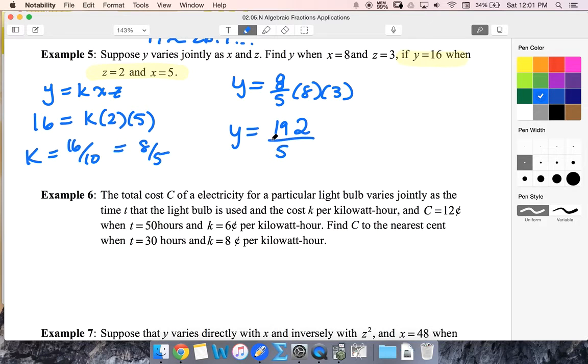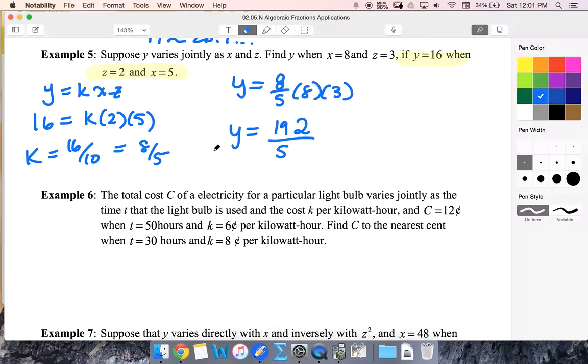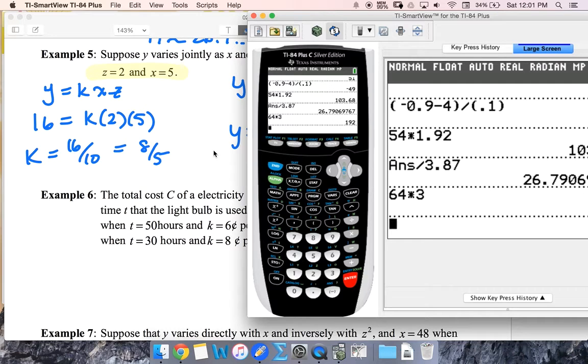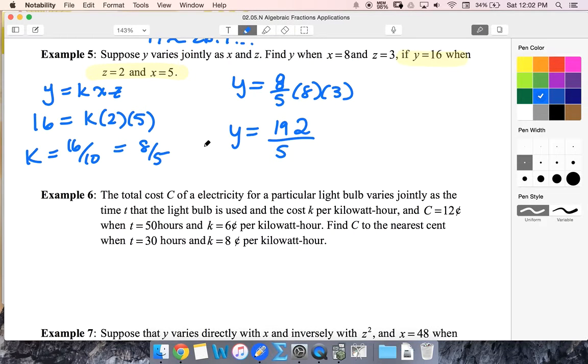Hopefully that's right. Let's see. 64 times 3. Oh, good. 192 over 5. So I can leave it that way, or I can turn it into a decimal, either way. If you turn it into a decimal, it needs to be exact. So divide by 5. 38.4, either way.